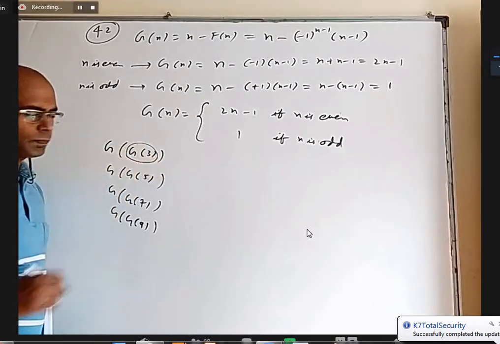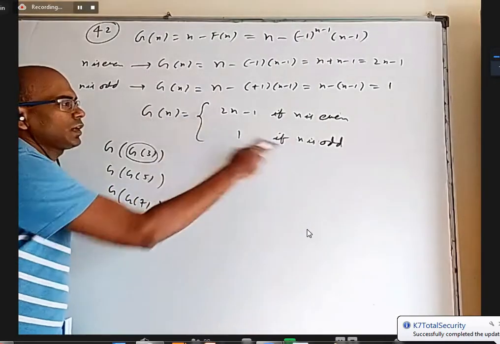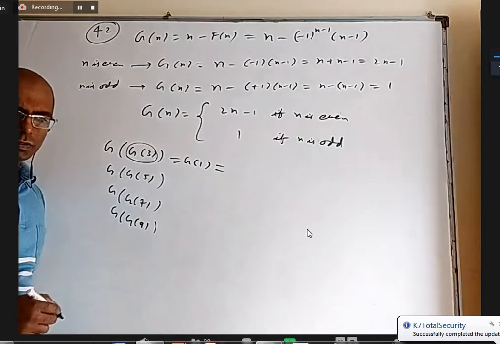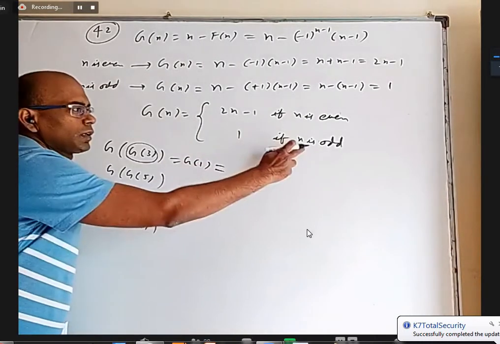What is it going to come? 1. Because whenever n is odd, the answer is 1. So it will be g of 1. And what is the value for g of 1? 1. 1 only, because that is also odd.